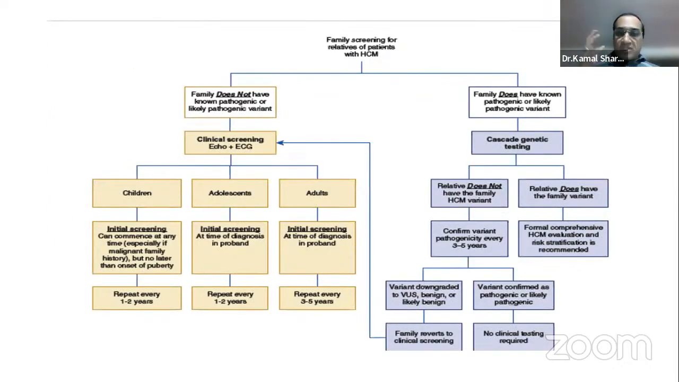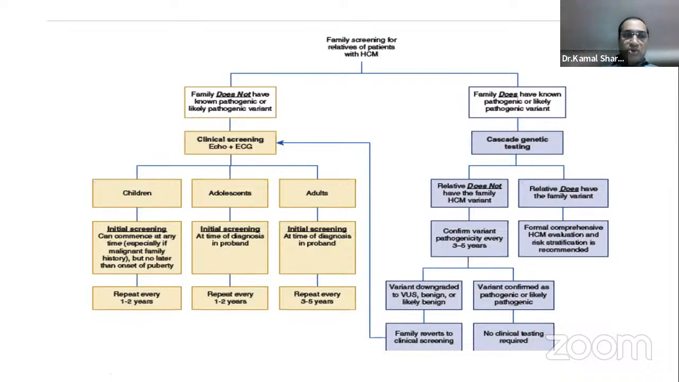As you know, how do you screen a patient? In a family that does not have known pathologic variants, you just do ECG and echo. In children, initial screening can commence at any time, but no later than the onset of puberty, and then you need to repeat every 1 to 2 years. The same is the case with adolescents. In adults, however, at the time of diagnosis of the first case, you also need to look at the first degree relatives of this patient and repeat it every 3 to 5 years.